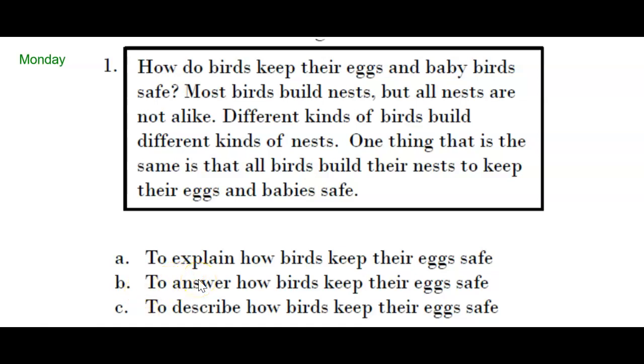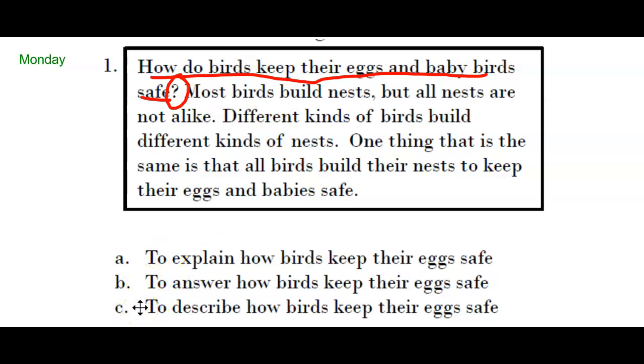Let's look at answer choice B. It says to answer how birds keep their eggs safe. Remember, you answer a question. So let's look at the passage and see if we can find a question at the beginning of the passage. Look at the first sentence. How do birds keep their eggs and babies safe? And here's the question mark. Boys and girls, the author then gives us the answer to this question. So it looks like B is the best answer choice so far.